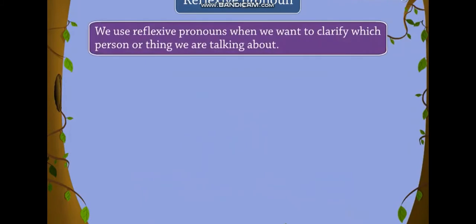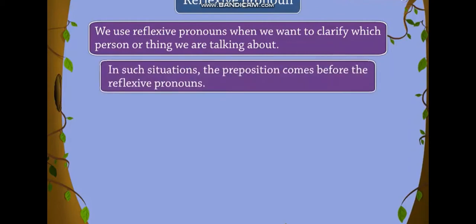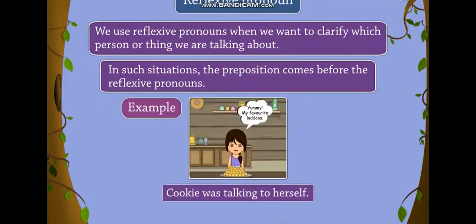We use reflexive pronouns when we want to clarify which person or thing we are talking about. In such situations, the preposition comes before the reflexive pronoun. For example, Cookie was talking to herself. So to whom is Cookie talking? Cookie is talking to herself. So she is talking to herself.